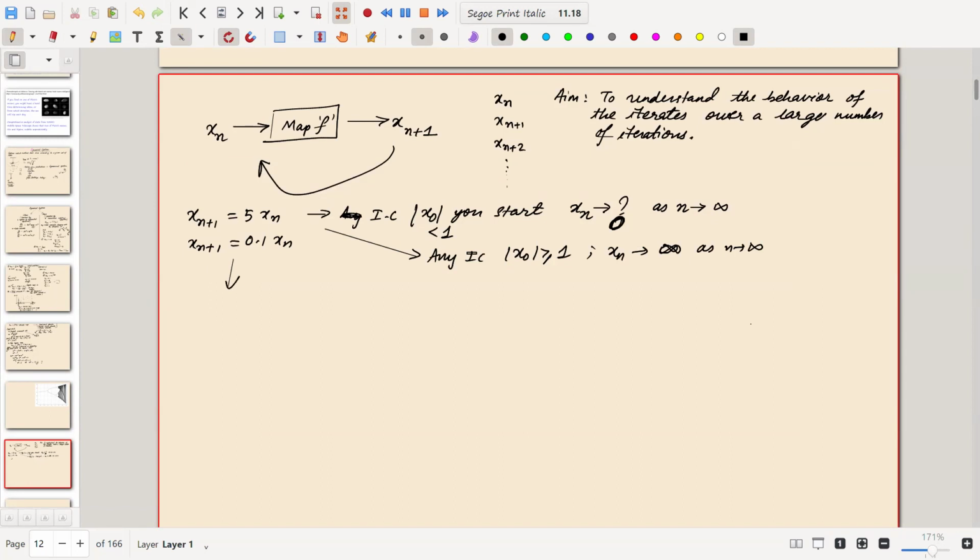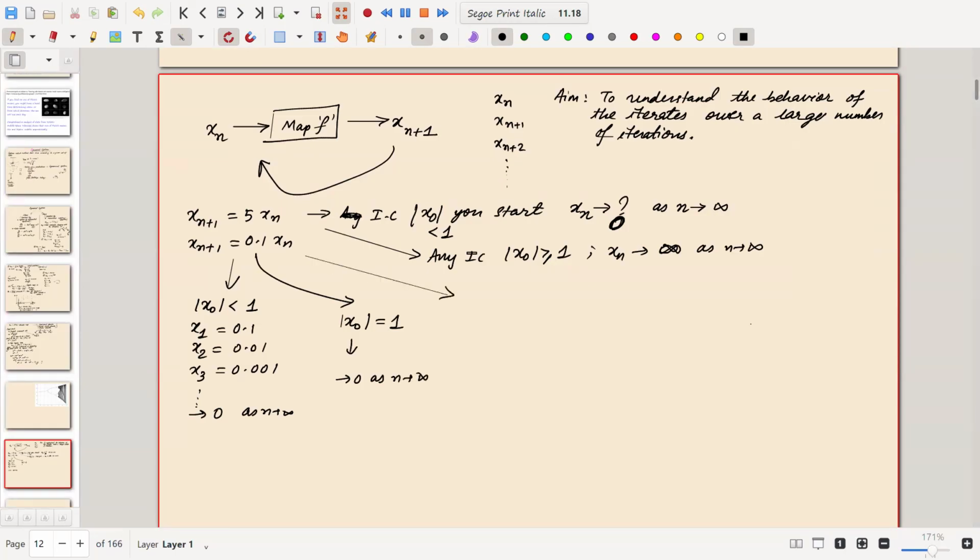Okay, let us see for this other example what happens. Any initial condition you take, even an initial condition like mod x0 less than 1, what happens? What is x1? 0.1. What is x2? x3? Any you take, it will go to 0 as n tends to infinity. But if you take mod x0 equal to 1, the same thing will happen. It will still go to 0 as n tends to infinity.